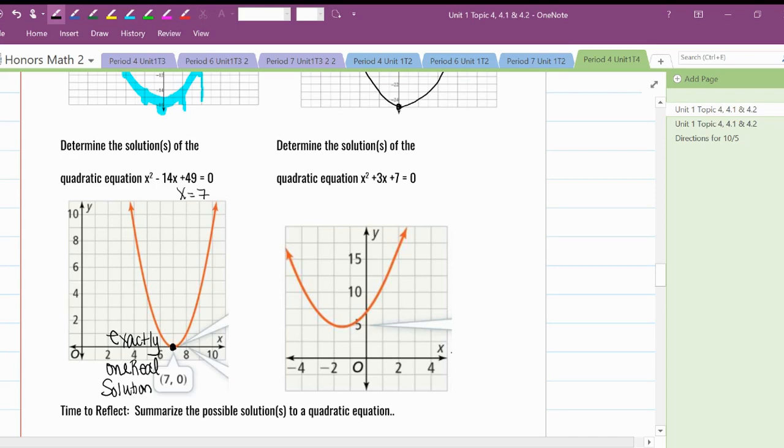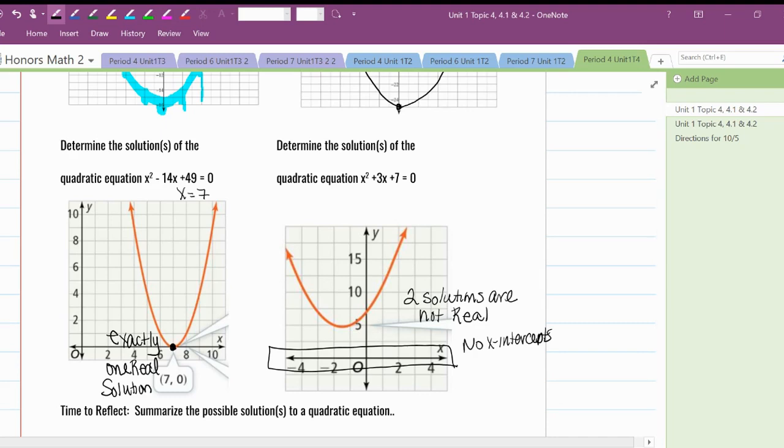Here I have no x-intercepts. There's no intersection between my parabola and my x-axis. So here I do have solutions, but the 2 solutions are not real, and you'll have to tune in for the next couple of lessons to figure out what exactly they are.